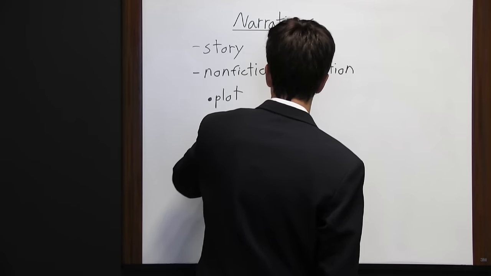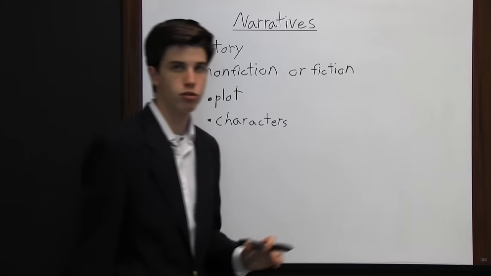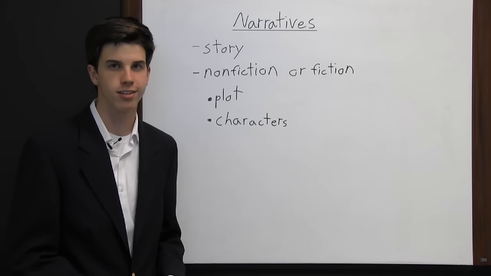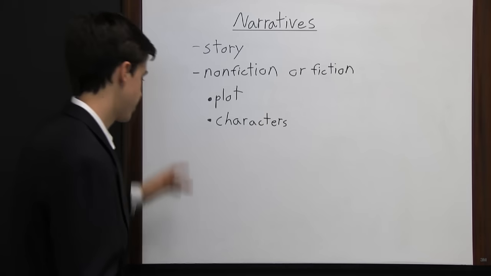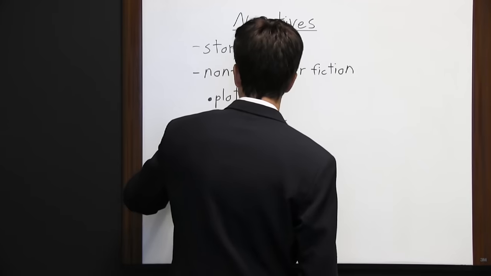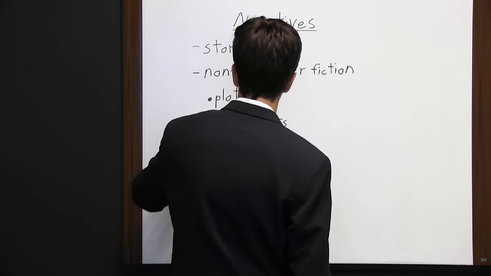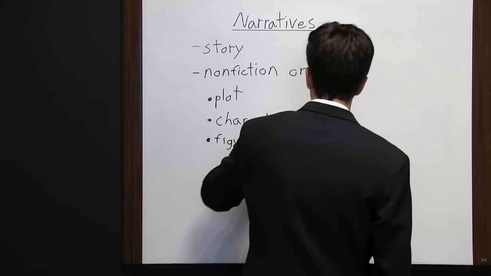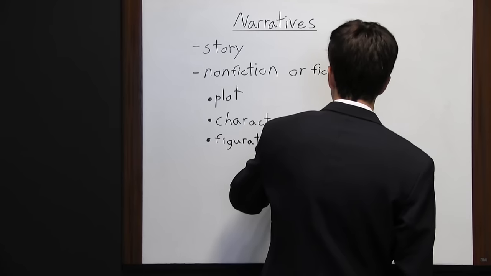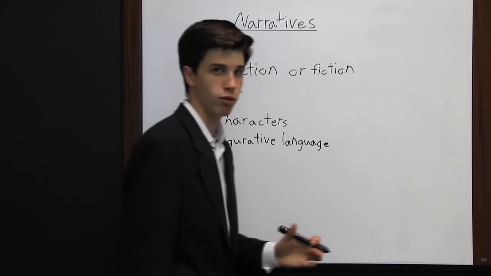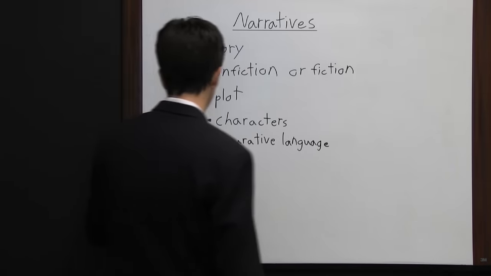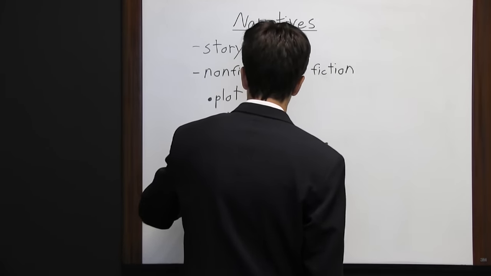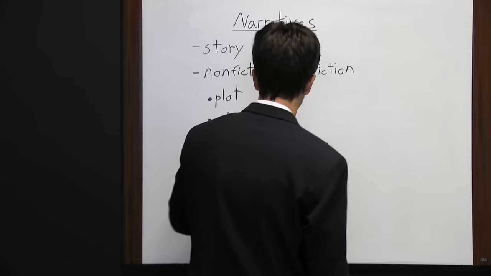These characters can be people, animals, or things, but generally it's going to be people. There has to be some kind of interaction between the characters in order to form the plot, which forms the narrative. And then finally, a narrative is going to include figurative language. Figurative language is basically something that's not totally true. Like, think of a metaphor, which is a type of figurative language. Like, if I were to say, the moon was a frosty snowball.